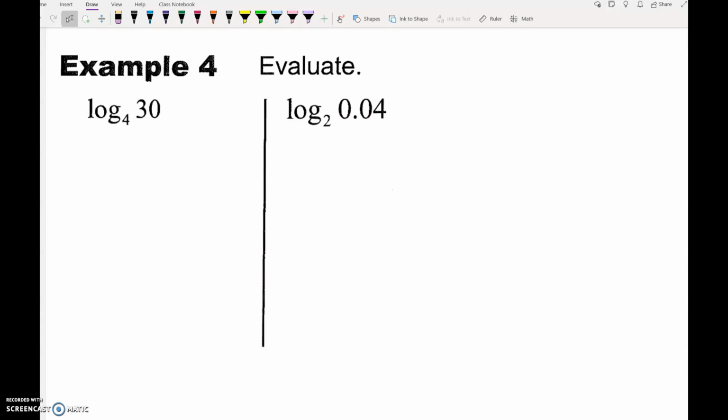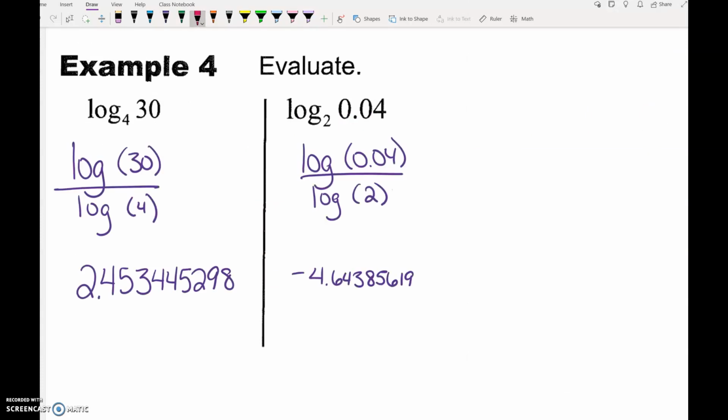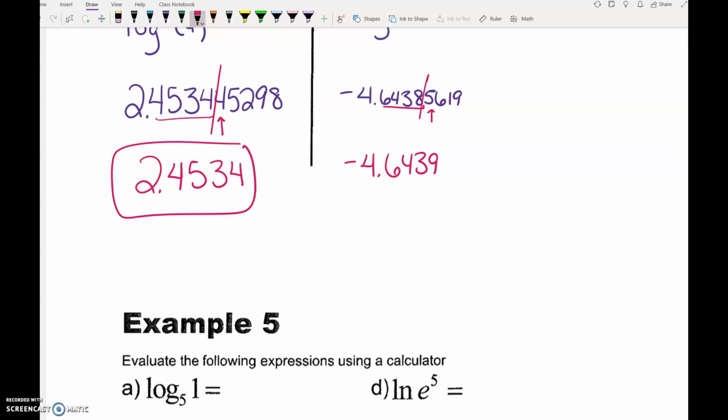Pause the video, try example 4 on your own. On your assignment, it's going to say round, I think, to 4 decimal places. On your test, it's probably going to say 3 decimal places. Just remember to look at the number that comes after that. So the first one in example 4, our answer would be 2.4534. We would just cut it off there because 4 after that means leave it be. And then on this one, negative 4.6439. That 5 would give that 8 a shove up to 9. 5 or above, give it a shove. 4 or less, don't mess. All right, so those are our answers for that example.